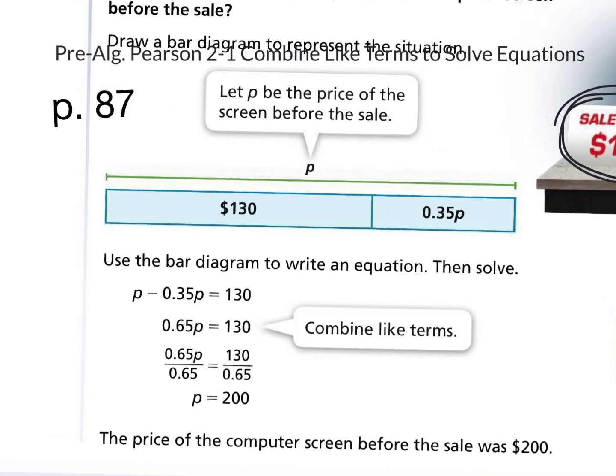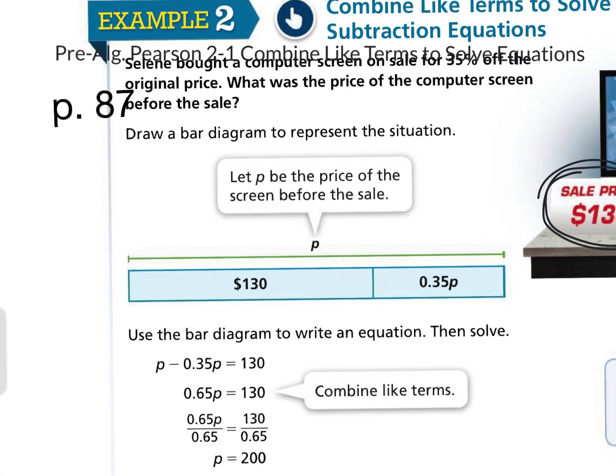One thing the book did here is they said what we're trying to find is the price of the screen before the sale. So they said let's make that our variable. Let P be the price of the screen before the sale. If you want to use a different letter, that's fine. And then they're saying we've got the $130 is what we're going to pay plus the 35% of the original price. If we add those together, that would be what the price was originally.